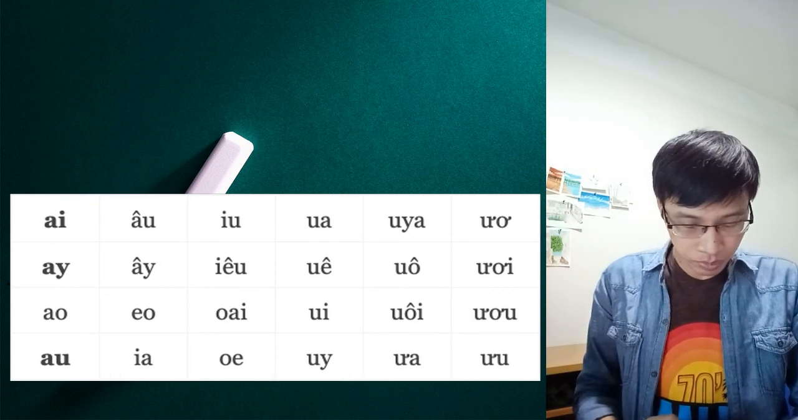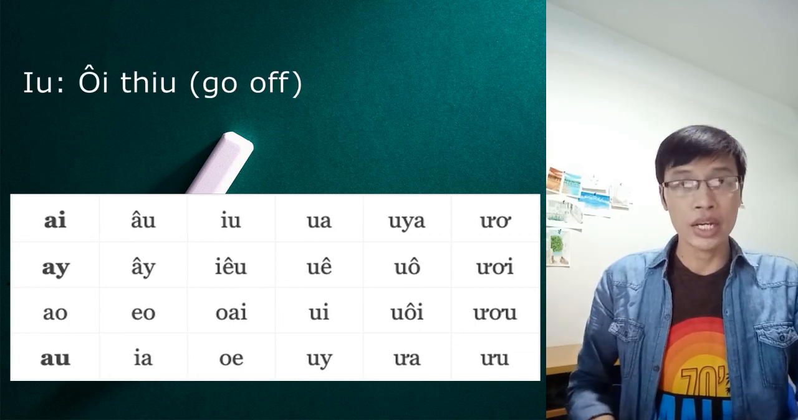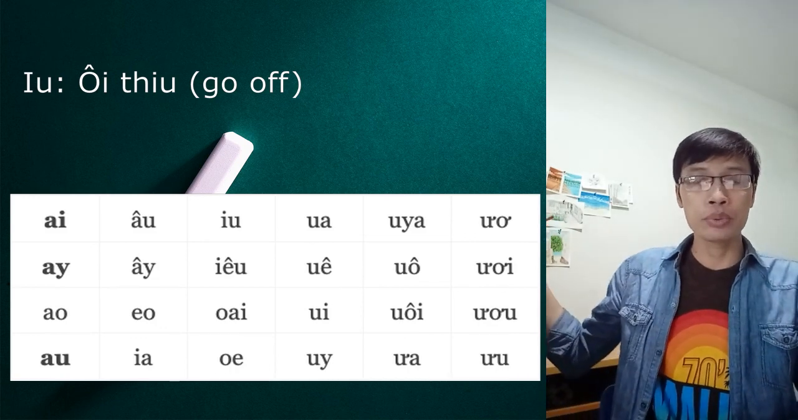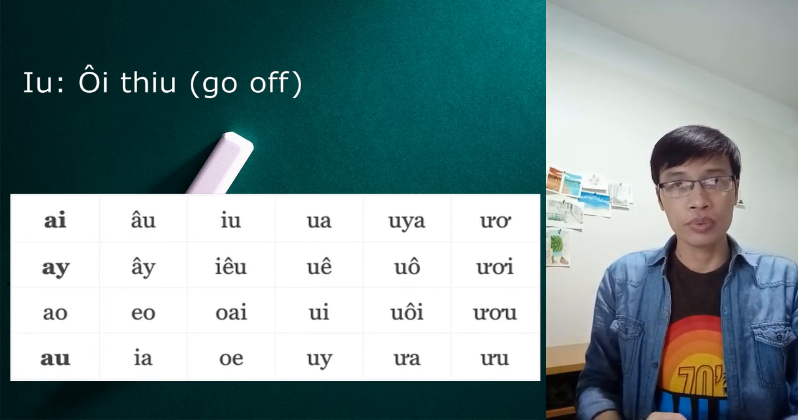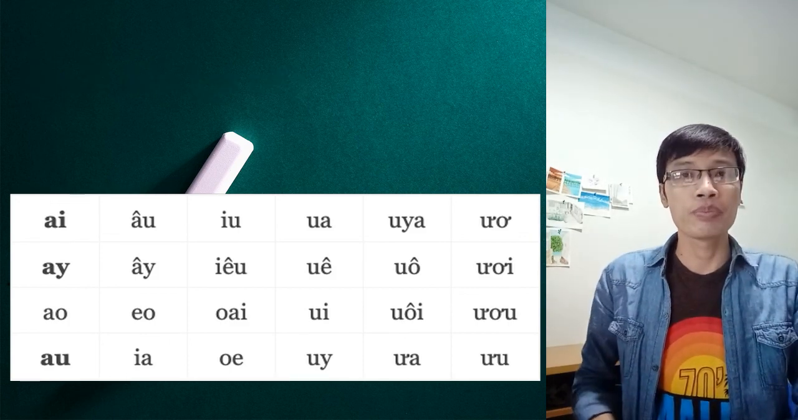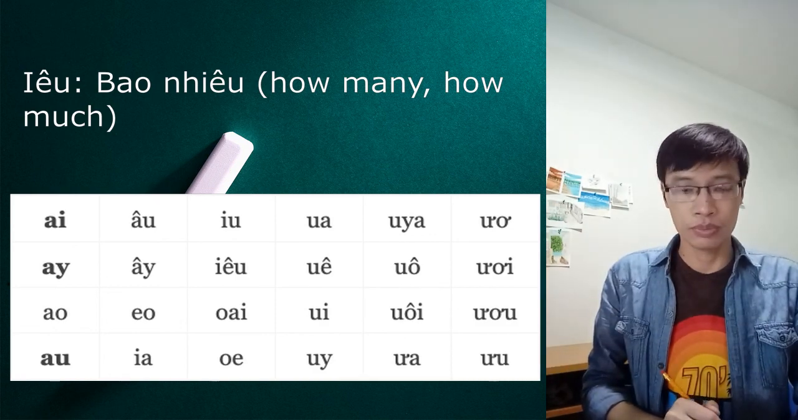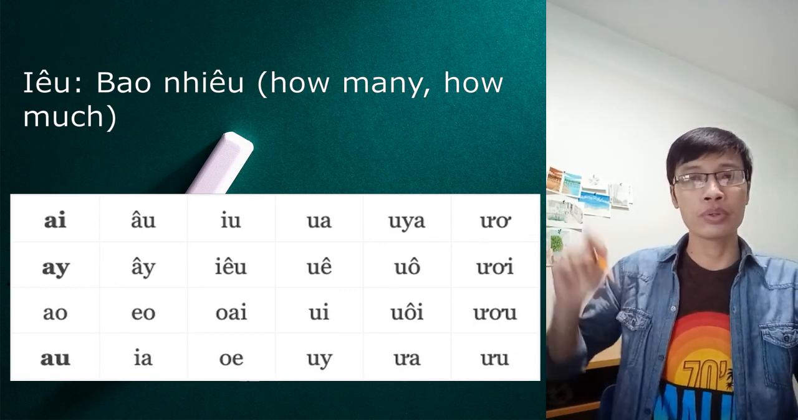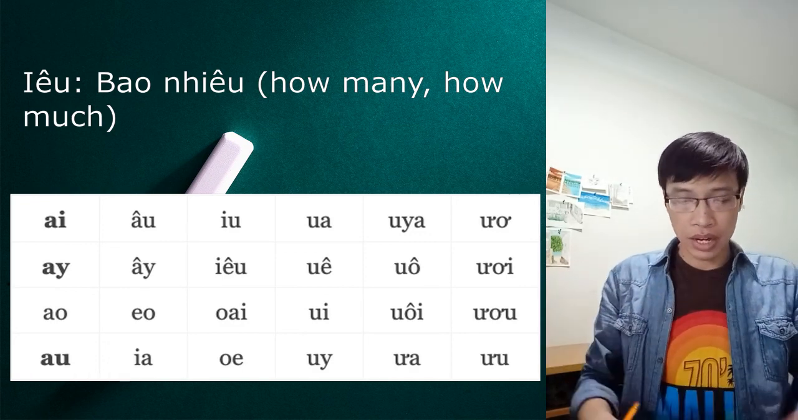Next we have iêu, yêu. For example, ôi thiu, it means something goes off, okay? You remember, and then we have iêu. For example, bao nhiêu, how many or how much, bao nhiêu. Very good job.